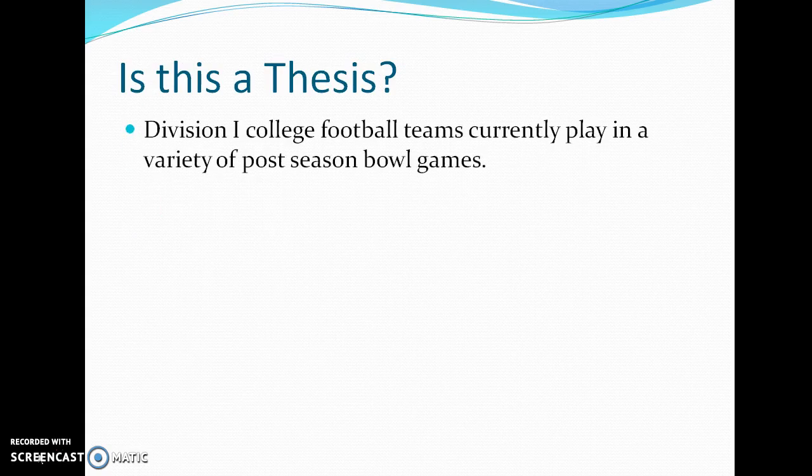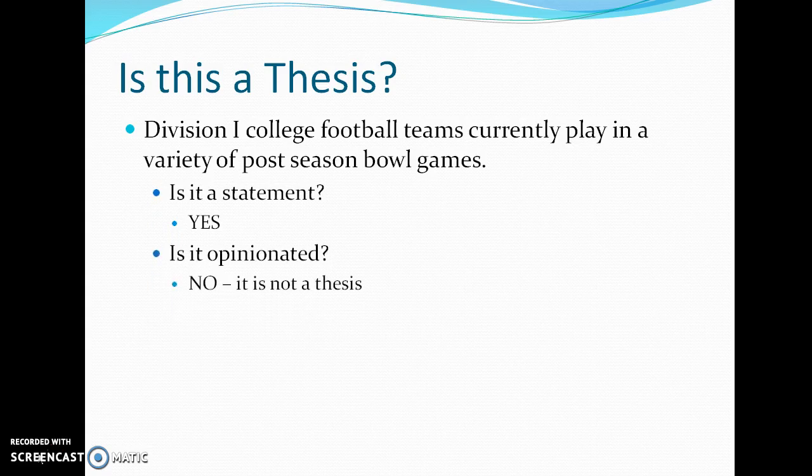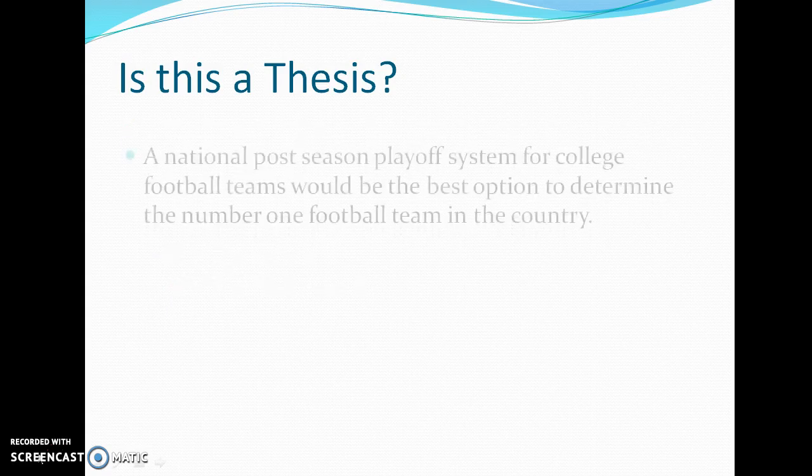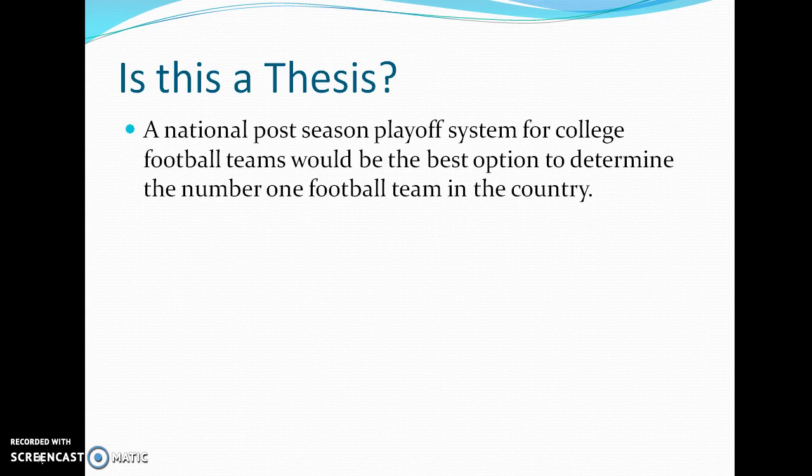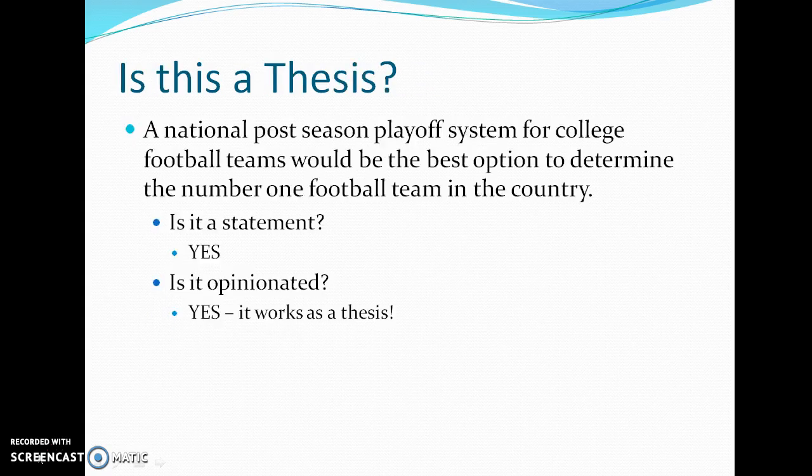Okay, so here's a few examples. Is this a thesis? Division I college football teams currently play in a variety of postseason bowl games. Okay, so is that a statement? Yes. Does it have an opinion? No. So therefore, in this case, it's not a thesis, okay? We don't have an opinion. A national postseason playoff system for college football teams would be the best option to determine the number one football team in the country. Is it a statement? Yes. Is it opinionated? Yes. So it would work as a thesis statement.